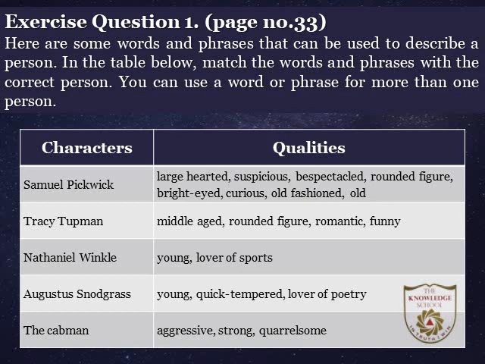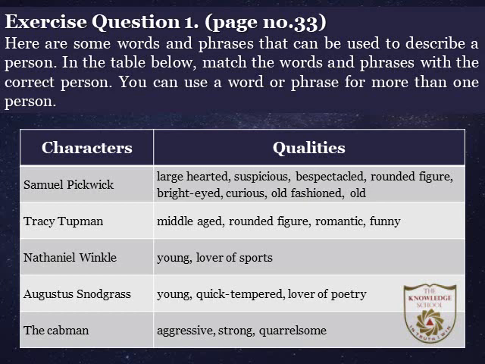Next is Tracy Tubman, his friend. The qualities which belong to Tracy Tubman are middle-aged, rounded figure, and he was romantic and funny. These are four qualities of Tracy Tubman. Third character is Nathaniel Winkle. Mr. Nathaniel was a young lover of sports. Fourth one is Augustus Snodgrass. Augustus was also a young man. He is quick-tempered, means one who gets angry quickly. Lover of poetry also, as he showed that he was a poet.